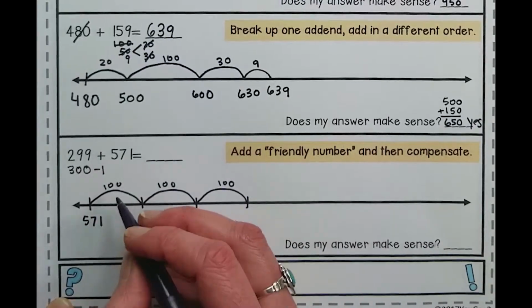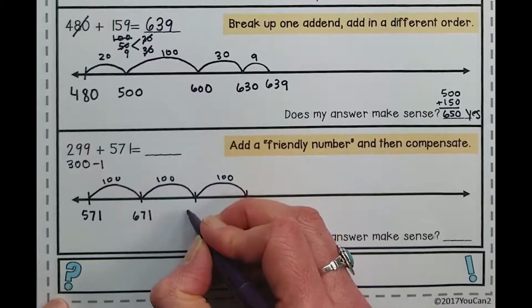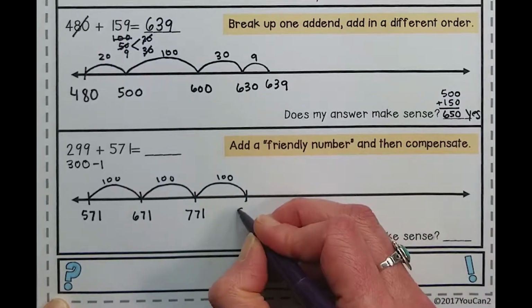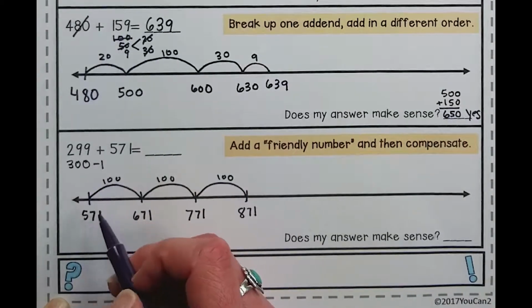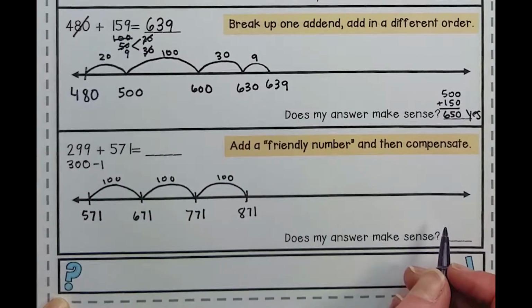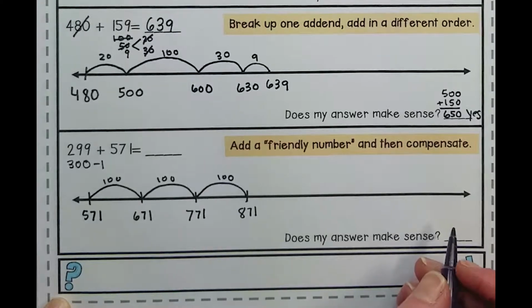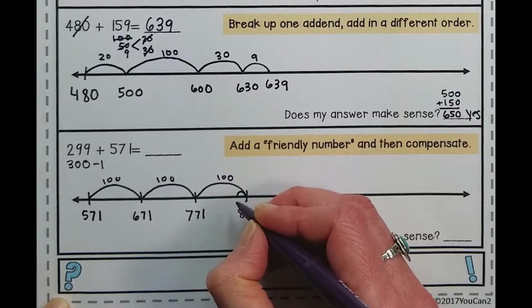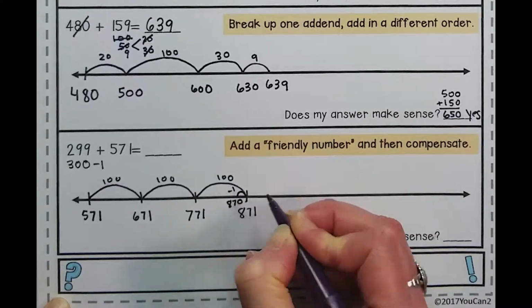Okay, 571 plus 100 is 671. 671 plus 100 is 771. 771 plus 100 is 871. Oh boy. But our answer is not done yet because I'm not really adding 300. I'm adding 299. So now's the time I've got to compensate. I've got to take away that one I added to make it right. So I'm going to just go back just a touch, just one little bit. When we go left on the number line, we're going to lesser numbers. So if I minus that one, right here is going to be 870.